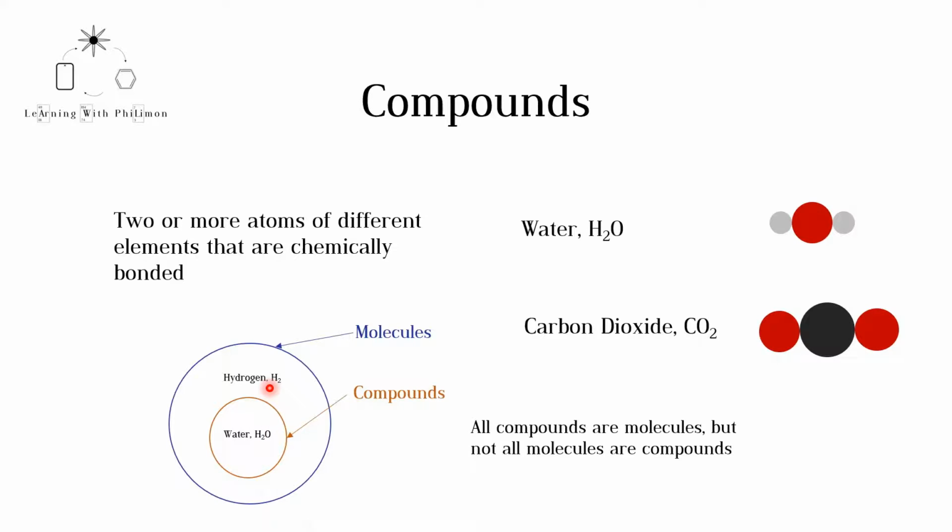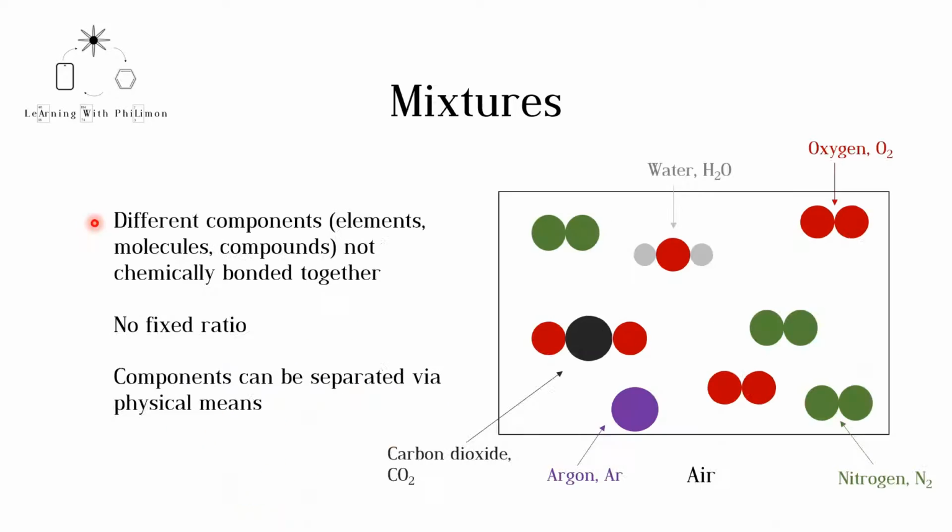Here we see another example of a compound, carbon dioxide, CO2, where a carbon atom is bonded to 2 oxygen atoms. Note that these models are simplistic and do not accurately depict the bonding between atoms. For more on bonding, please check out the subsequent videos in the playlist.